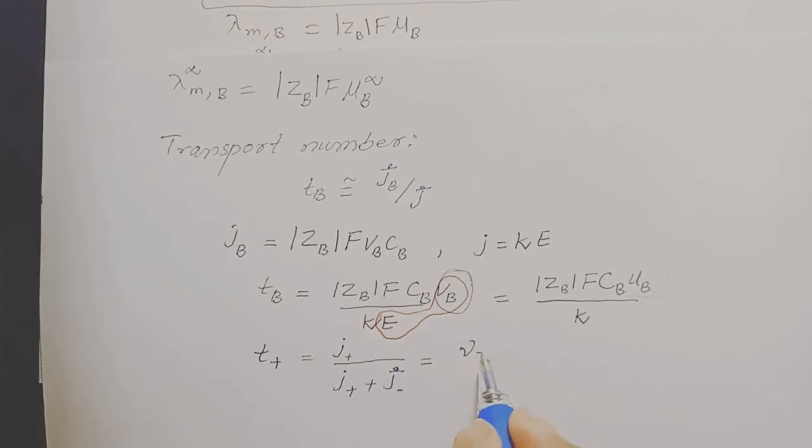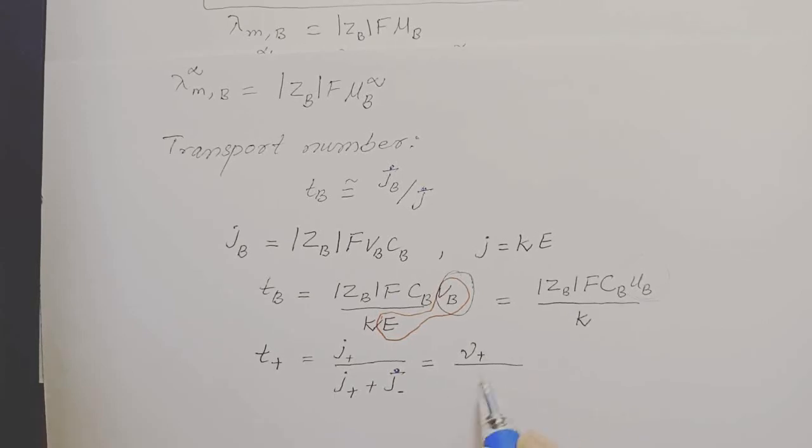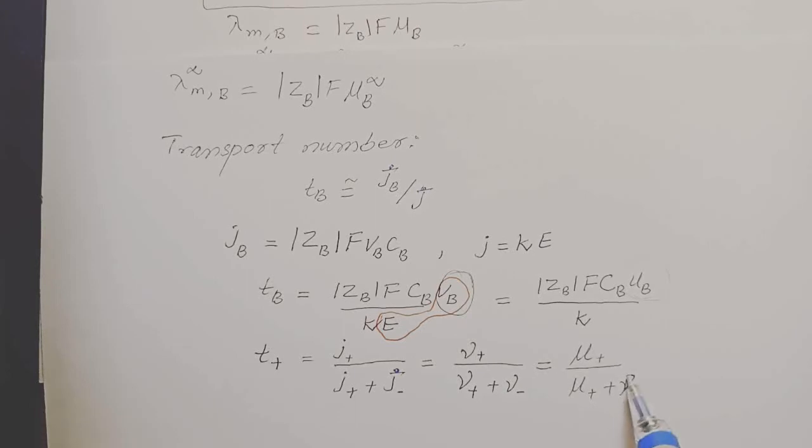So again we can write the ratio of the drift speed of the positively charged species over the drift speed of all types of species present in the electrolyte solution. This ratio again will be equal to the mobility of the positively charged species over the mobility of all the ionic species available in the solution, or they are dissociated in the solution.